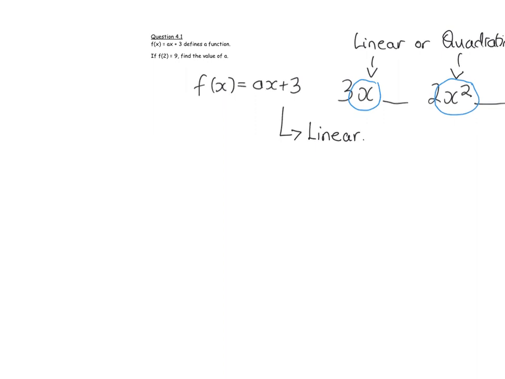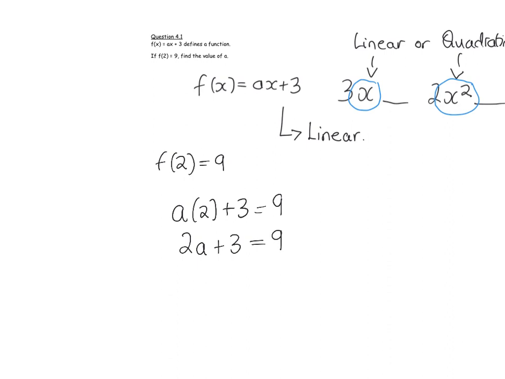The next thing we do, so step 1, if you go back to the previous slide, is you sub in the given point. What we have here is it says f of 2 is equal to 9. So I'm going to sub in 2. This will become a by 2 plus 3 is equal to 9. So then this will become 2a plus 3 is equal to 9. And now we're on to step 2.